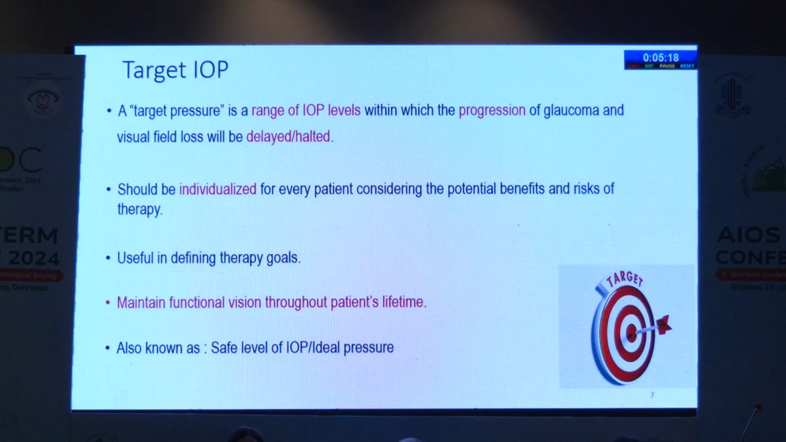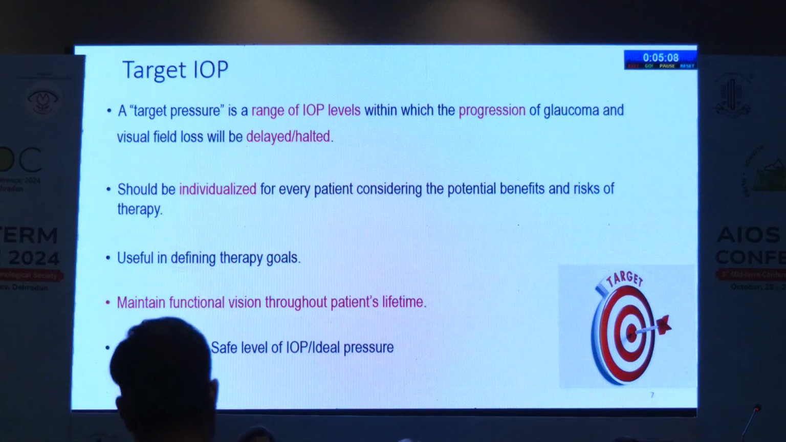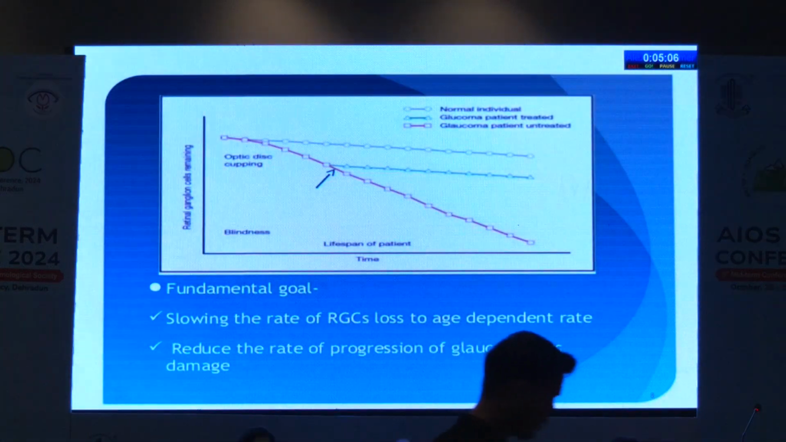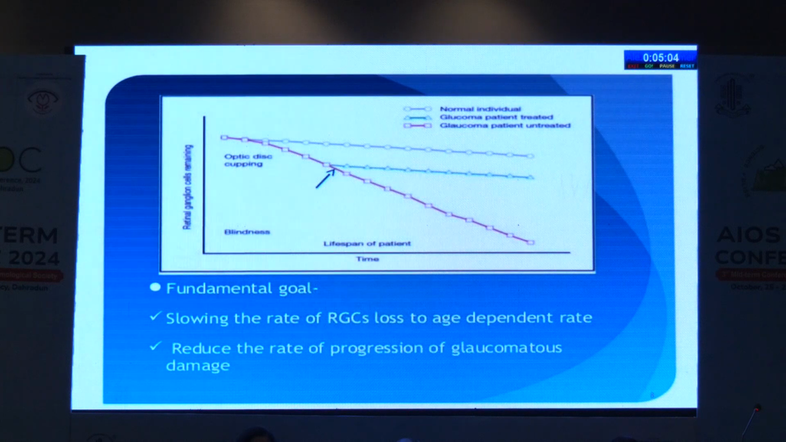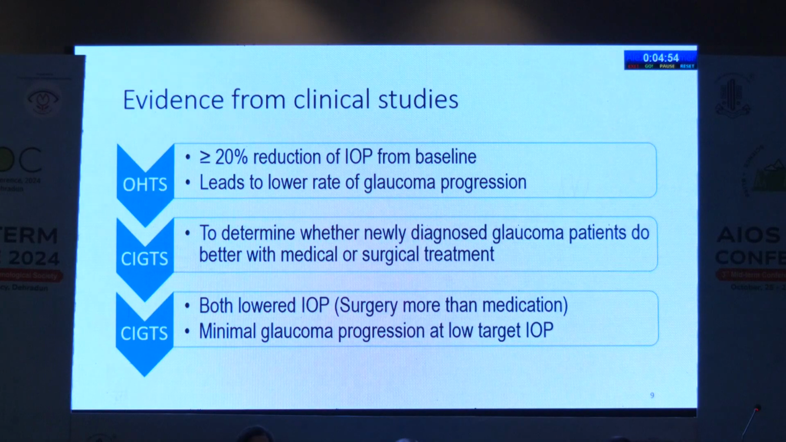Some people do it for each eye as well, some people do it for the patient as a whole. You want to maintain functional vision throughout the patient's lifetime. So it is also known as a safe level of IOP. Your fundamental goal is that you don't want this graph to go down so that your retinal ganglion cell loss is so much that the patient becomes blind. So you want to stabilize things.